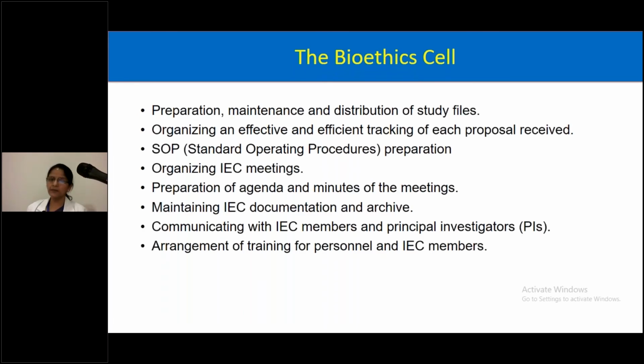Apart from preparation, maintenance, we also have to organize the tracking of each proposal. There are SOPs that are there. I'll show you the standard operating procedures of the ethics cell. We need to organize the ethics meetings, and of course communicate with the members and with the principal investigators, and of course training is also an important part of the ethics committee.